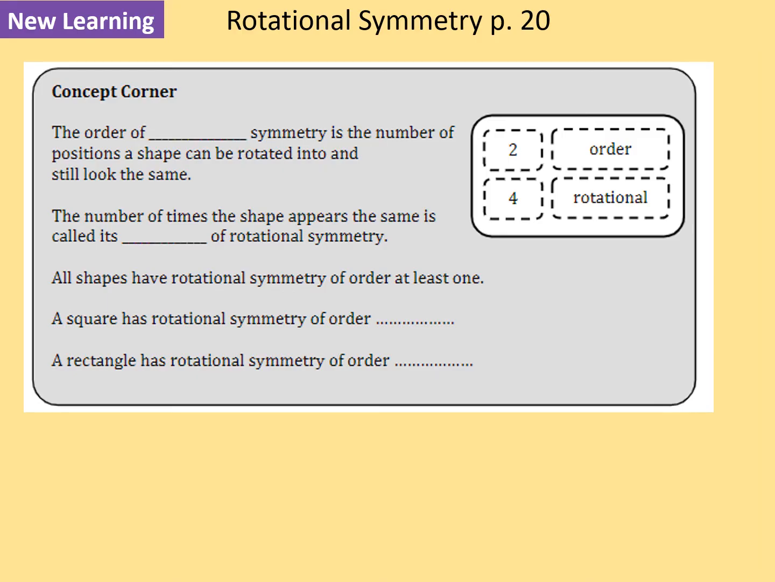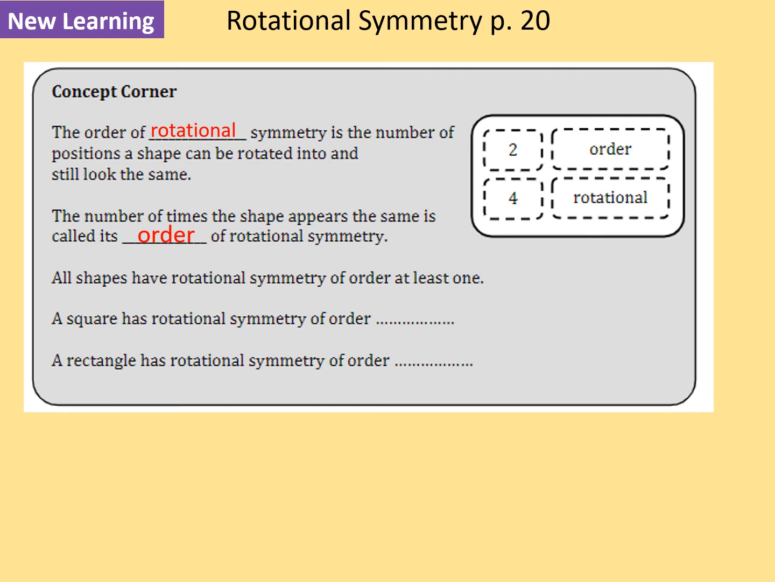Before we go through this section, please pause the video and turn your work pack to page 20. Let's recap rotational symmetry by reading out the concept corner. The order of rotational symmetry is the number of positions a shape can be rotated into and still look the same. The number of times the shape appears the same is called its order of rotational symmetry. All shapes have rotational symmetry of order at least 1.